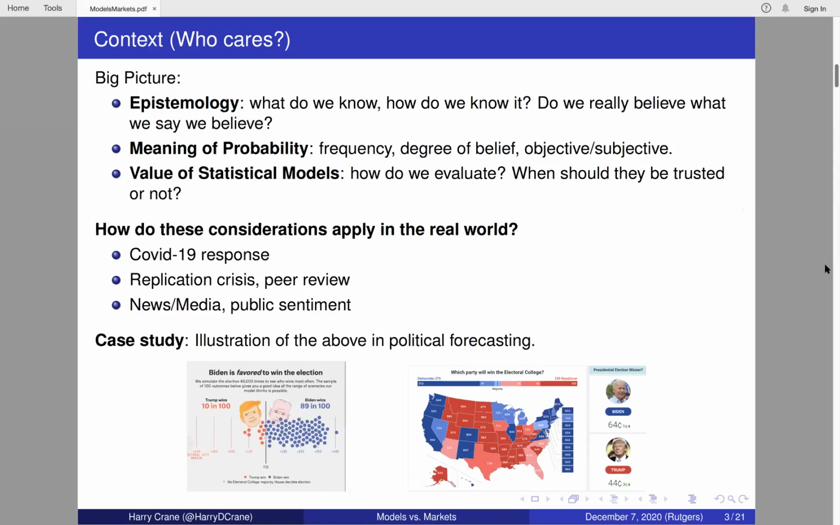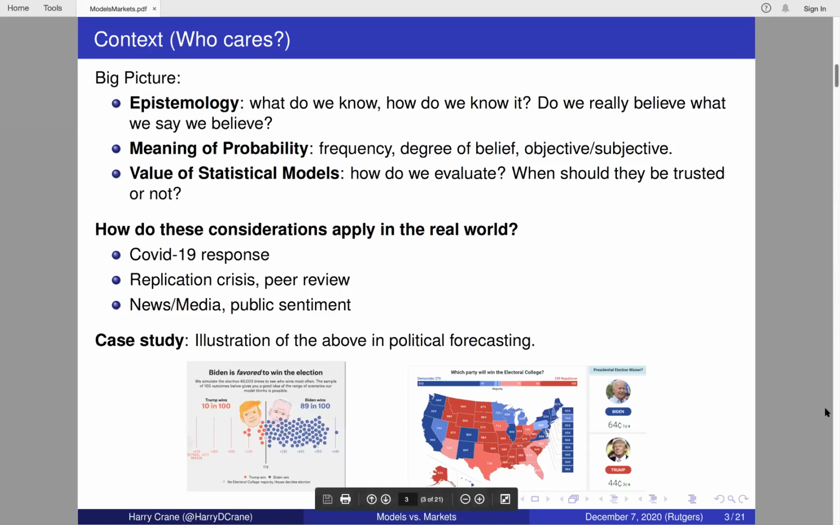And beyond that, what is the value of statistical models for all of these things, whether it's for political predictions or for other scientific types of inquiries? And how do these things apply in the real world, not just to political predictions, but to things like the response to the pandemic, or the replication crisis in science, or how peer review is conducted? All of these things, I think, are related and could be discussed in this context, and I'll discuss them a bit at the end.